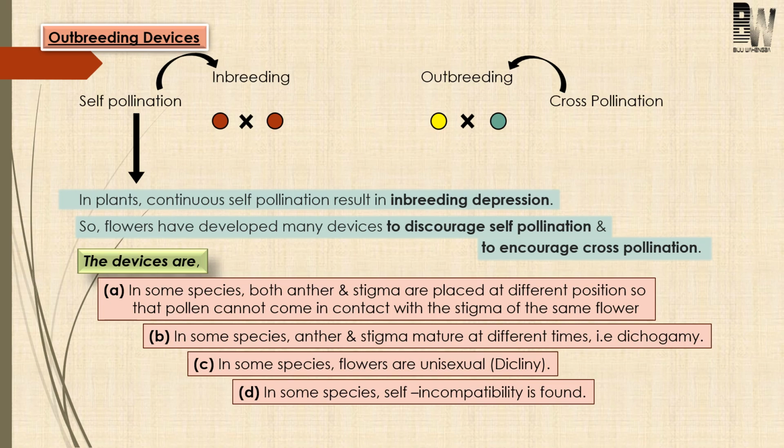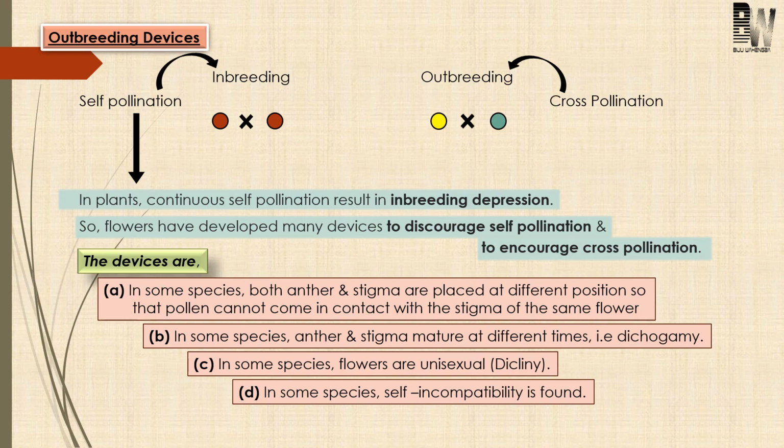So here we are going to discuss the characters which are present in plant which can discourage self-pollination and which can encourage cross-pollination. And we also know that cross-pollination also leads to what? Outbreeding, okay. That means we are going to discuss the characters present in plant which can promote outbreeding. That's why the heading is what? Outbreeding devices, okay. So let us check out what are the characters which are present in plant which can discourage self-pollination and which can encourage cross-pollination.